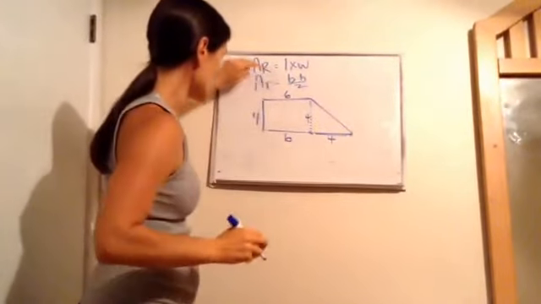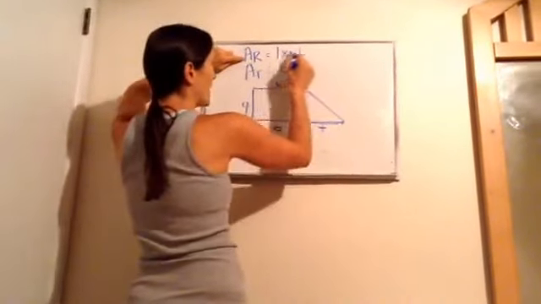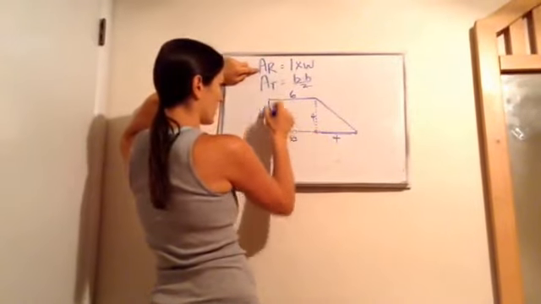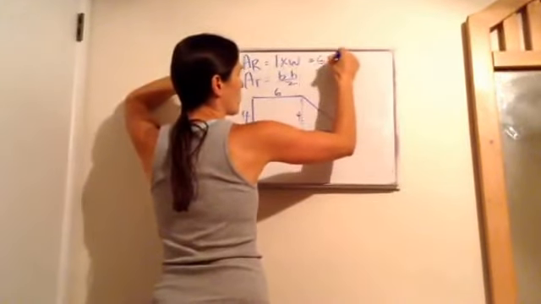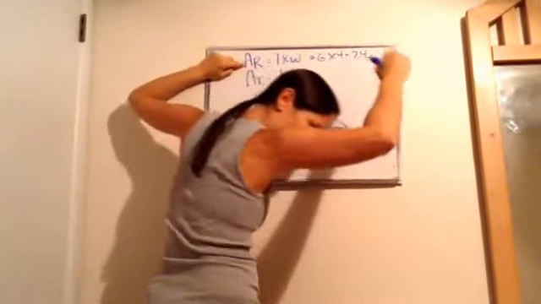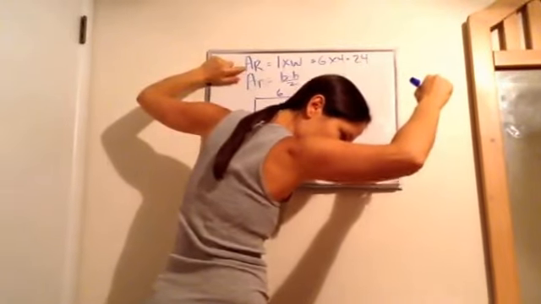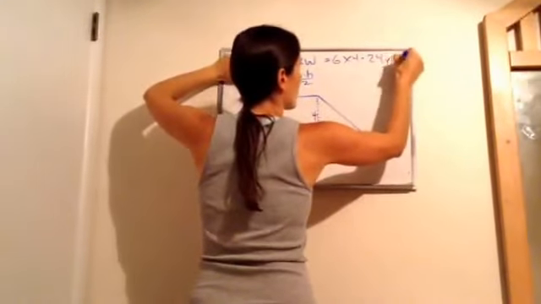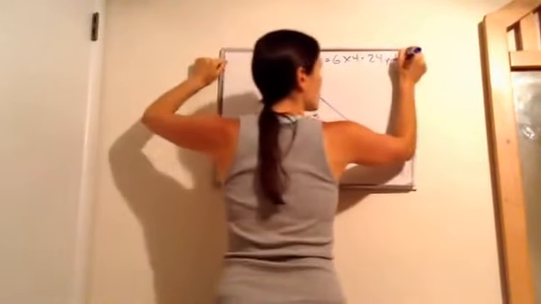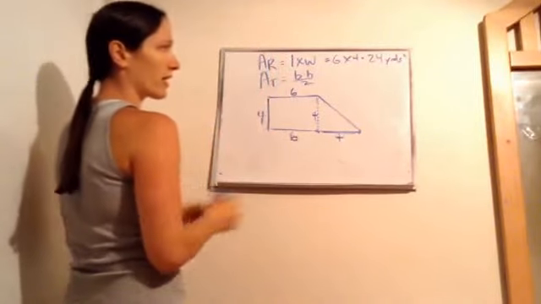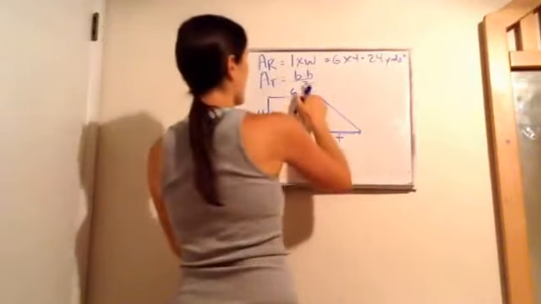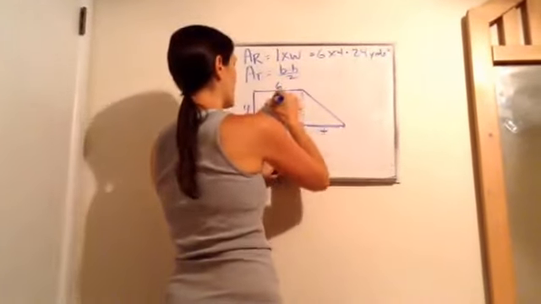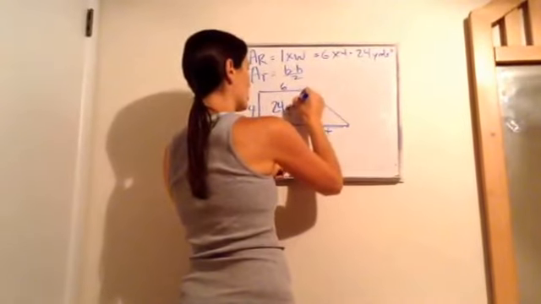So let's do this rectangle. Length times width. Length is 6, width is 4. 6 times 4 is 24. And this is in yards, I think. 24 yards squared, because we're working with area, and area is always multiplying 2 numbers. So this is 24 yards squared.